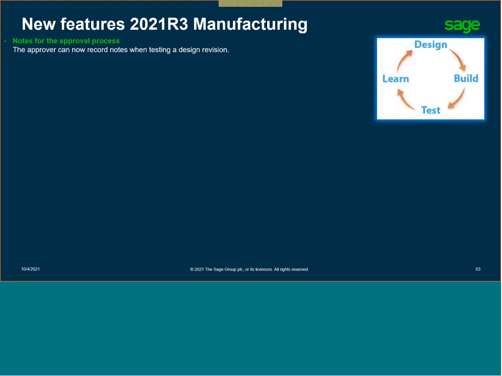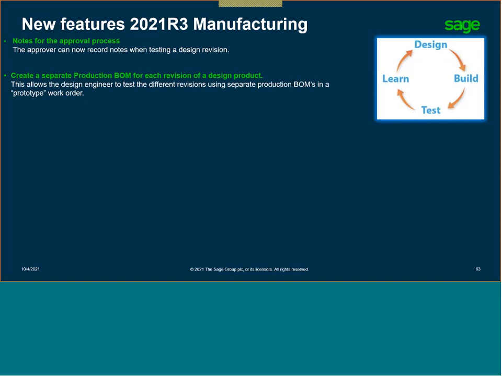So what are these? The first is a minor change, but a very useful change: they've added a notes field onto the new product introduction that allows the approver to add notes to say why they're either approving it or rejecting it, or changes they want to make for it. Again, I'll show you that in the demonstration phase.